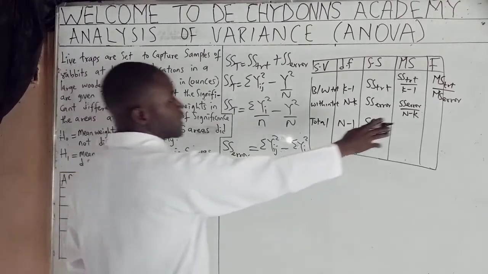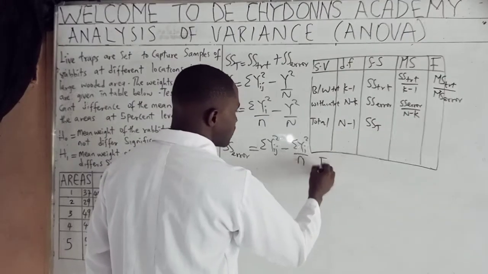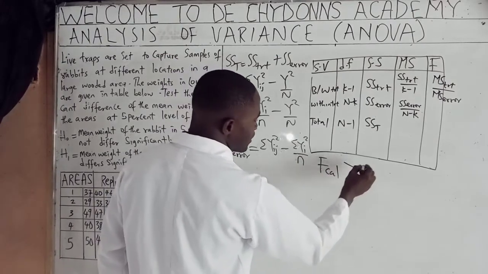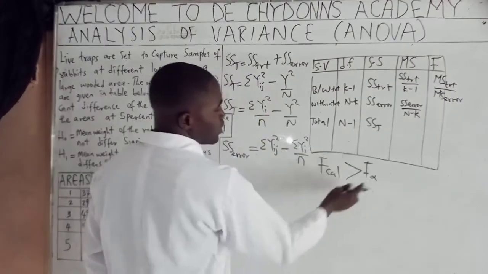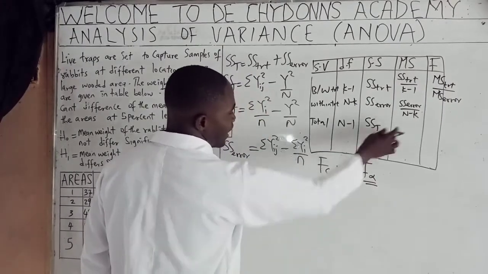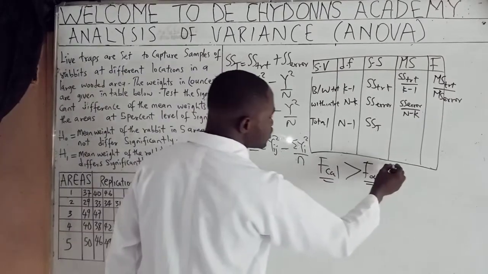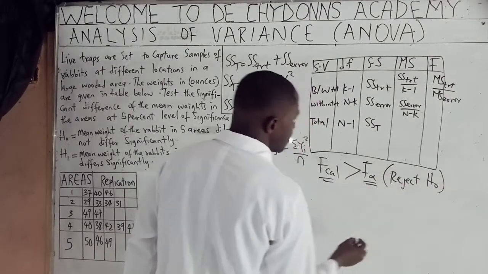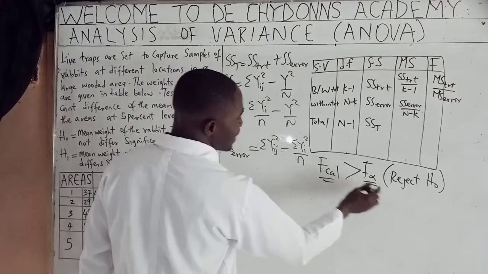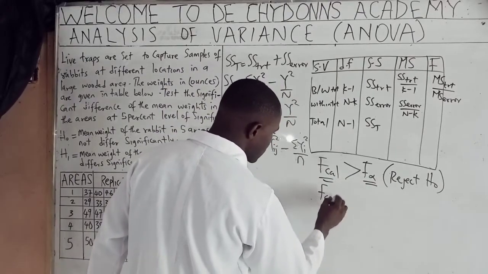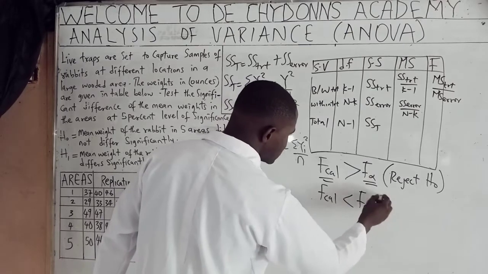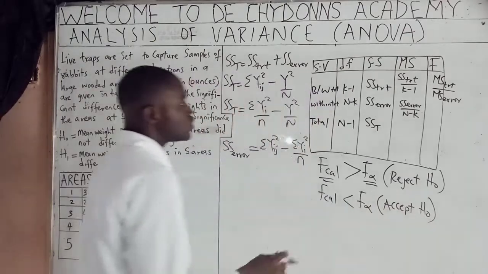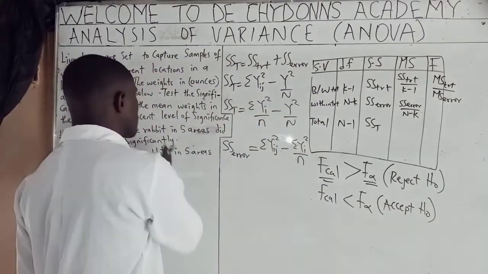Once you finish computing this, you have to conclude by saying, F calculated, are you greater than F table? This is gotten from the table, this is gotten from our calculation. If this is greater than this, you say reject null hypothesis. But if this one is not greater than this, if this is less than this, you say accept null hypothesis. So we need to have this in our mind as we go into this question.